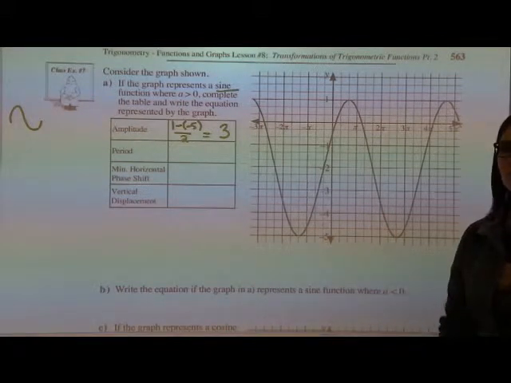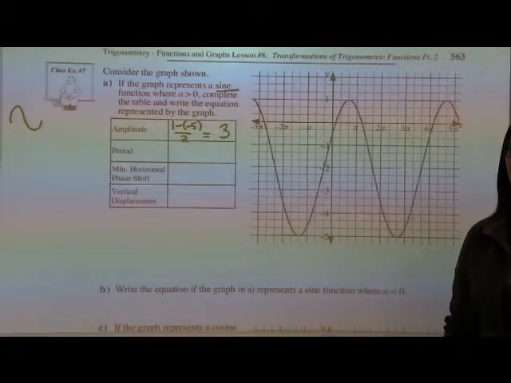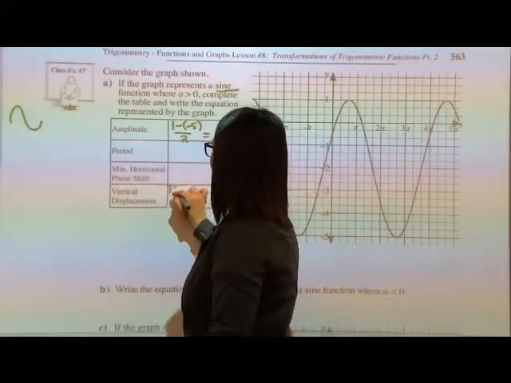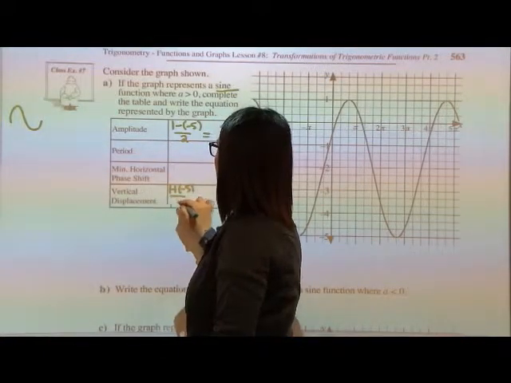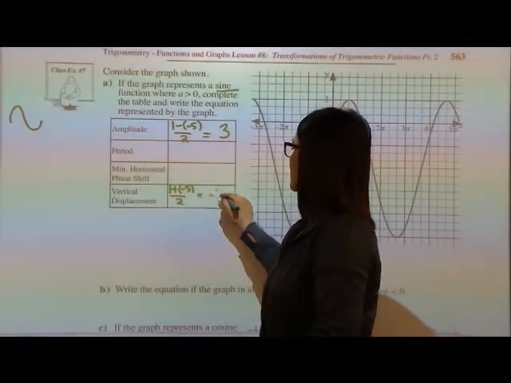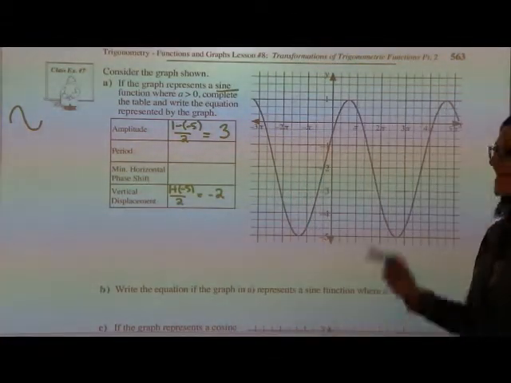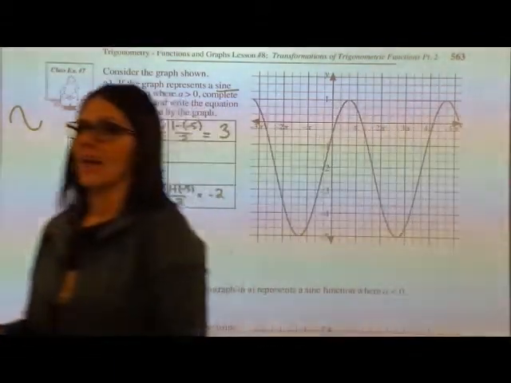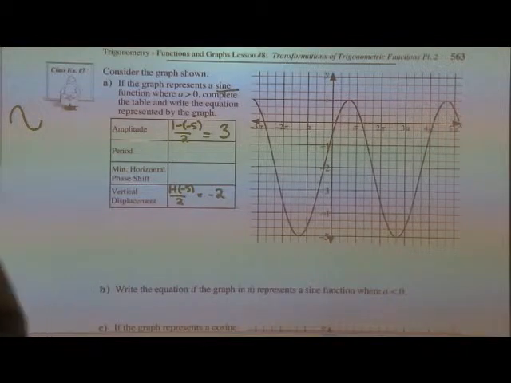How do I find the vertical displacement? Add them. So 1 plus -5 is, divided by 2 is? Okay. The -2 tells me where the middle of my graph is. And the 3 tells me what the distance is between the middle of the graph to the top. So graph that y equals -2, just as a dotted line.